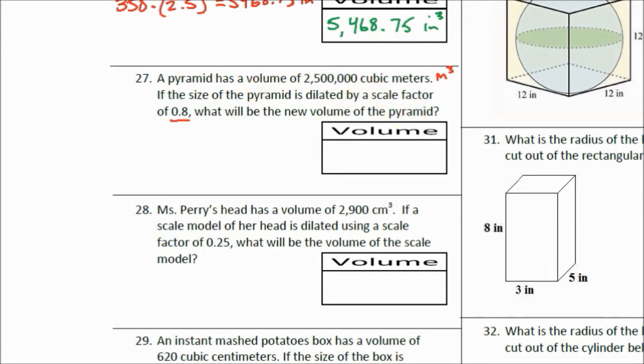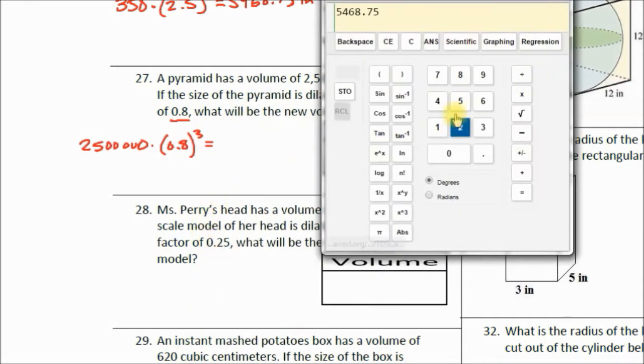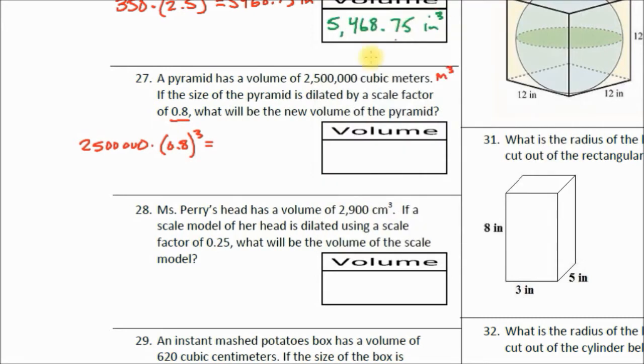Well, same process. Take your original volume, 2,500,000, and we're going to multiply that times 0.8 cubed, and let's see what we get. 2,500,000 times 0.8 parenthesis raised to the third power equals 1,280,000, 1,280,000 meters cubed. And look at, that's gone down by a lot, by about 50%.